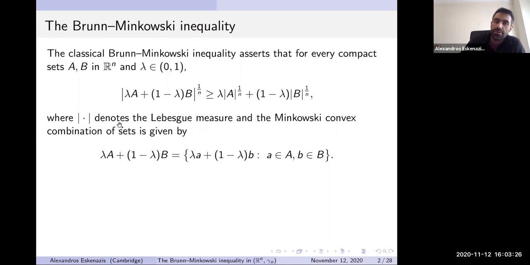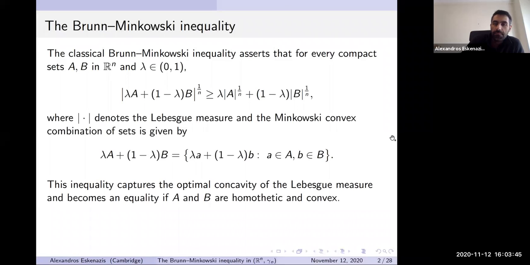So the absolute value here is the Lebesgue measure, the usual volume, and the Minkowski convex combination of sets in Rn is given by the pointwise addition, right? So lambda A plus 1 minus lambda B is the set of all lambda a plus 1 minus lambda b, where a is in A and b is in B. Okay, and we say a lot in this literature that this inequality captures the optimal concavity of the Lebesgue measure. I'm going to explain what this means in a bit. But just bear in mind that it has a bunch of non-trivial equality cases. In particular, if A and B are homothetic convex sets, then this simply becomes an equality.